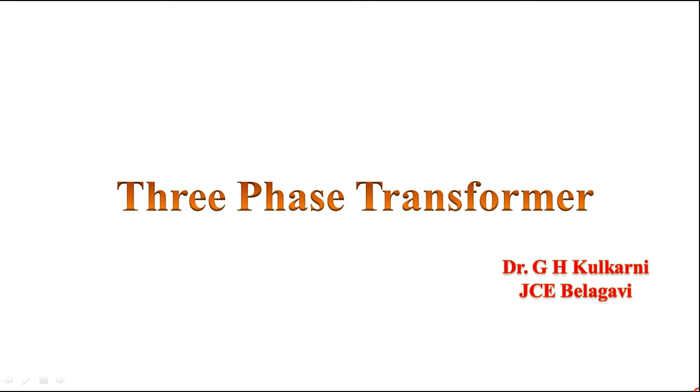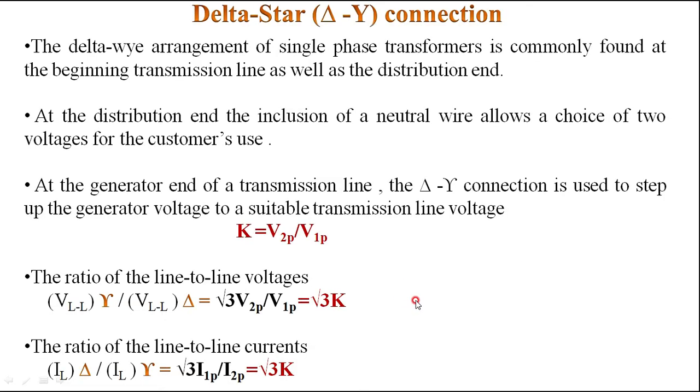In this session, we will take up the delta star transformer connection. The delta star arrangement of a single phase transformer bank is commonly found at the beginning of the transmission line, where you want to step up the voltage from delta to star, as well as at the distribution end, where we need two different voltages, one between the neutral and a line, and another one is line to line voltage.